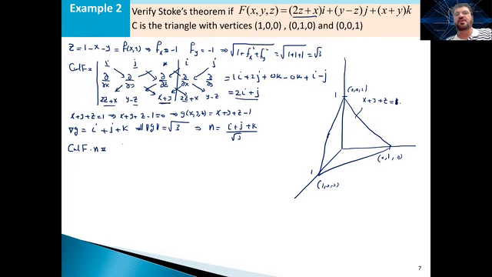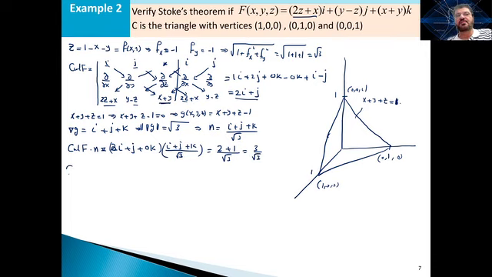Where's curl F, by the way? This one is curl F, which is 2i + j + 0k, multiplied by this number, (i + j + k) over the square root of 3. 2 times 1 is 2. 1j times 1j is 1. 0k divided by the square root of 3. And this is 3 over the square root of 3.